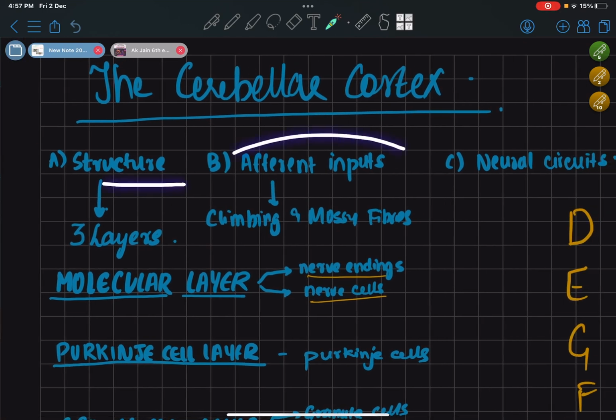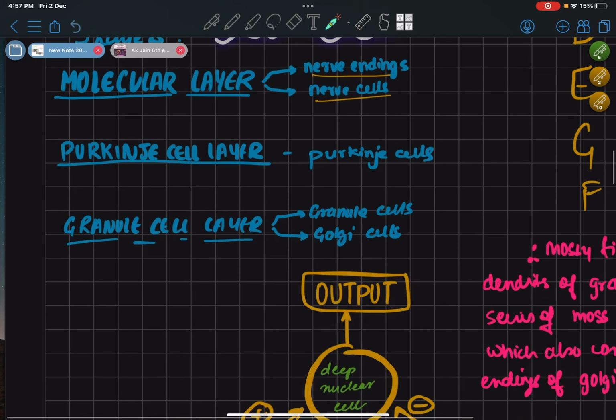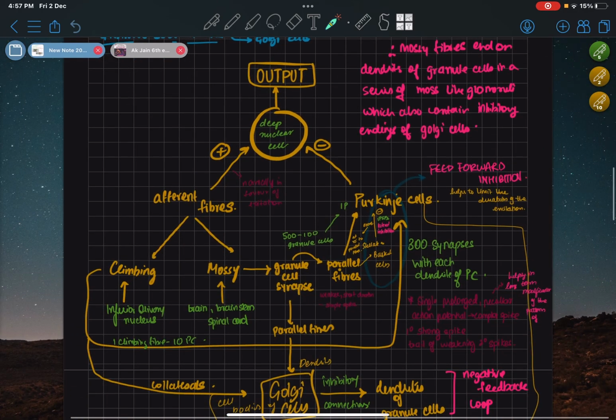Now coming to the afferent inputs. We have the climbing fibers and we have the mossy fibers. Climbing fibers and mossy fibers are the afferent fibers. That means they bring connections or inputs from other parts of the body to the cerebellum, or more specifically to the deep nuclear cells present in the white matter, which give out the output.